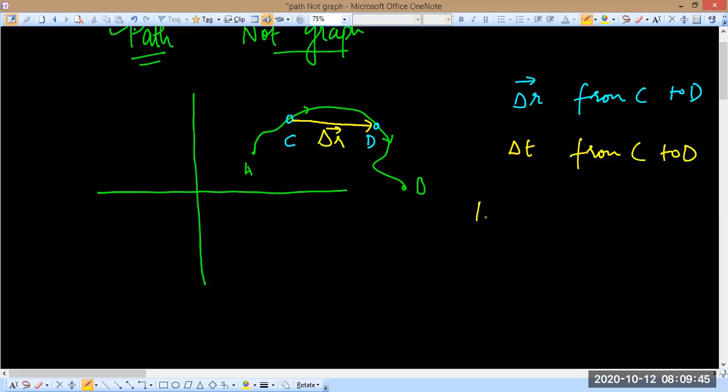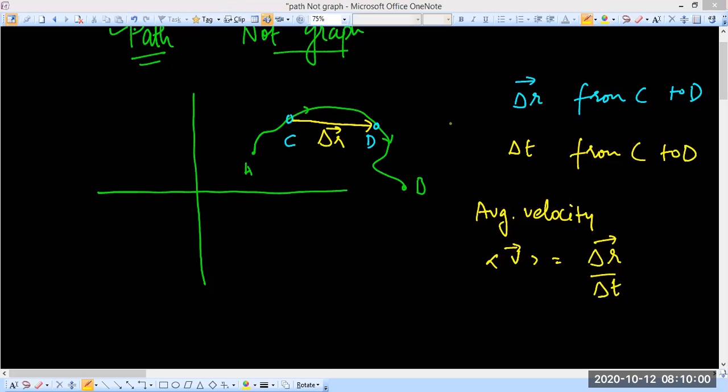Then of course you can find the average velocity. You can find the average velocity by taking delta r vector upon delta t. I don't think anyone has any problem with that. Displacement upon time interval.